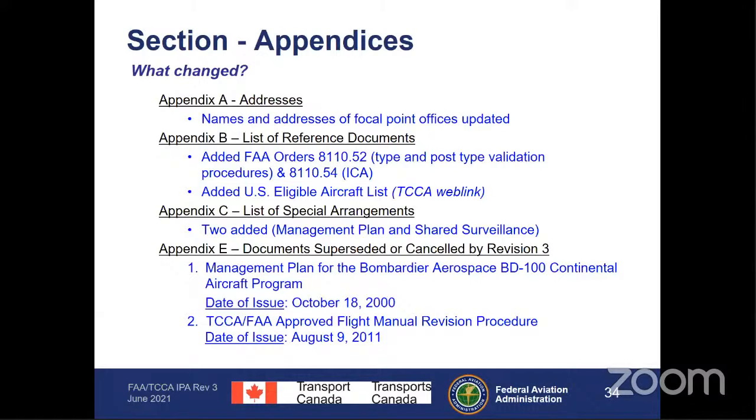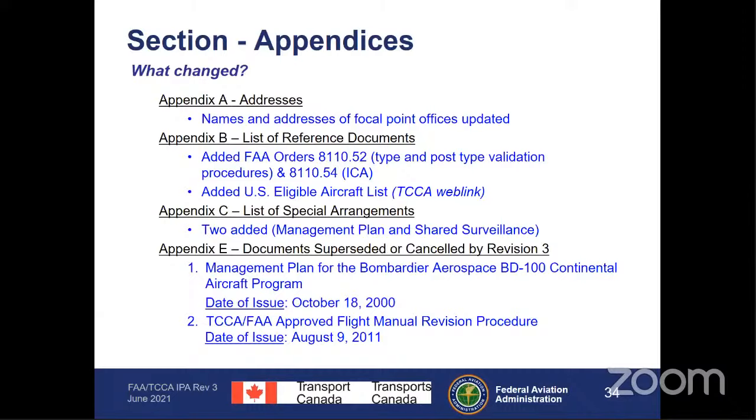In Appendix B, list of reference documents, we've added FAA Order 8110.52, type and post type validation procedures, as well as the 8110.54, the ICAs, as well as the U.S. eligible aircraft list, the Transport Canada web link, which Eric addressed in his previous slides.